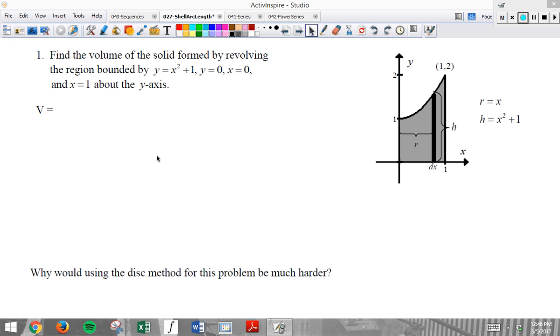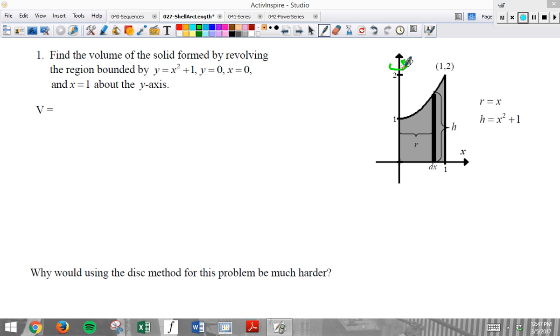So, in example 1, some of this stuff's locked down. They give you a picture. They ask you to find the volume of the solid by revolving the region bounded by x squared plus 1, the parabola-looking part, y equals 0, another name for the x-axis, x equals 0, another name for the y-axis, and x equals 1. This is about the y-axis.